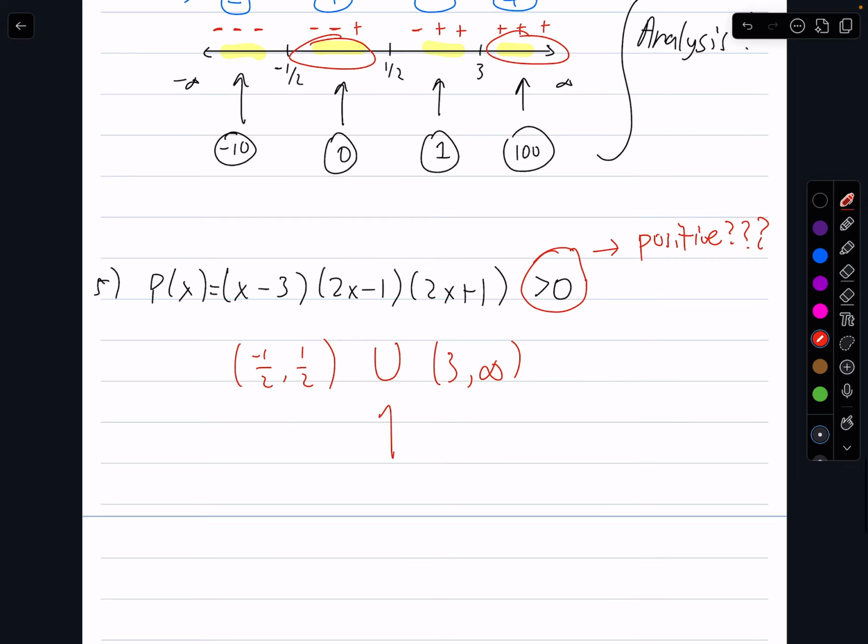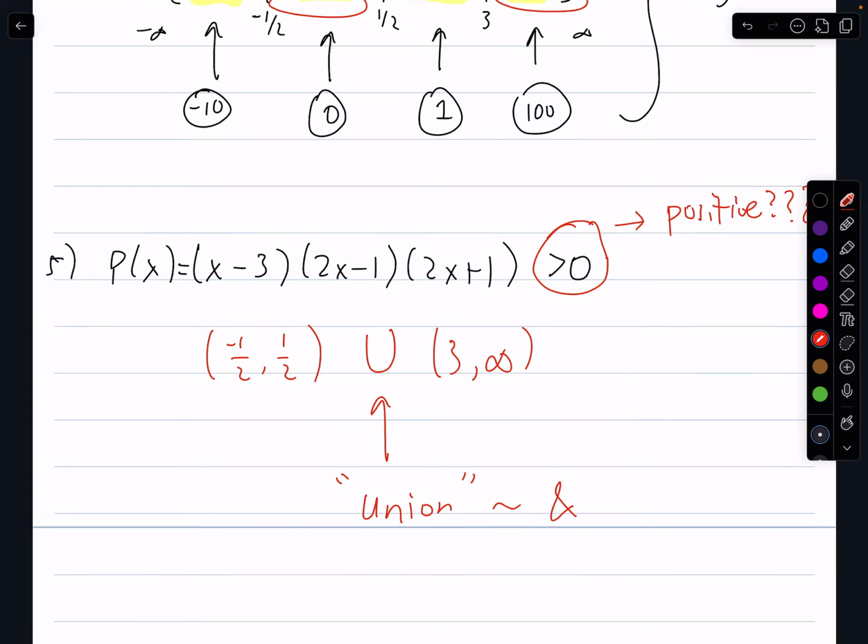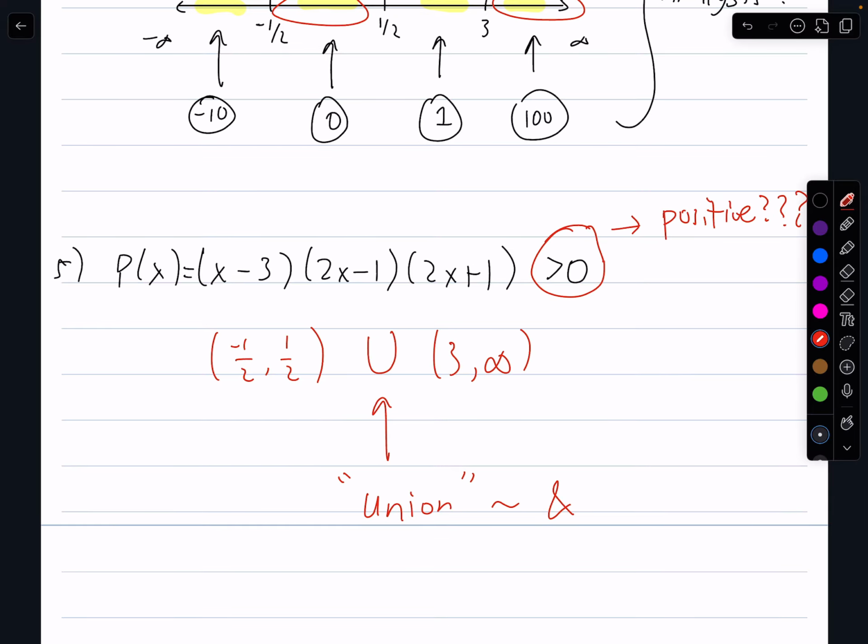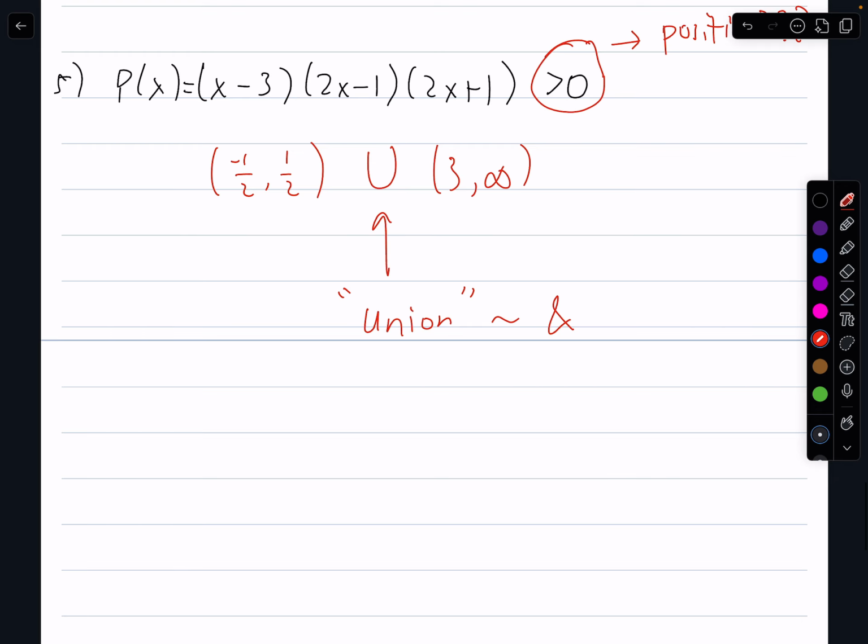Now this symbol, guys, is called a union. Okay, this is what it's called, a union, but all it basically means is and. So you can think of it as just meaning and, like this zone and this zone. Okay? So this is the premise of these types of questions. Now, a side note, right? A side note.